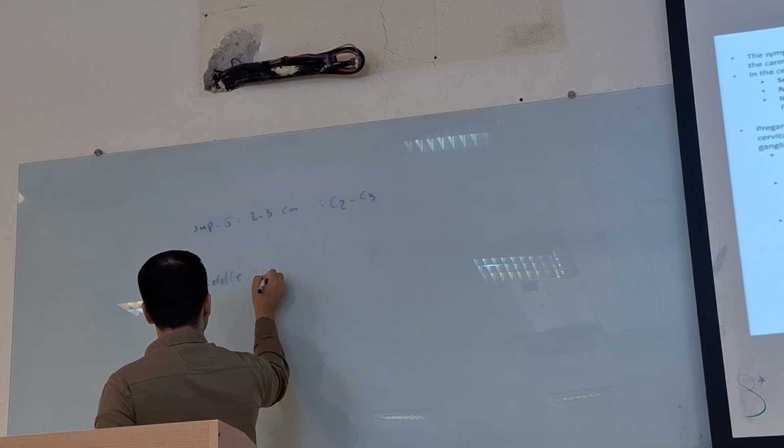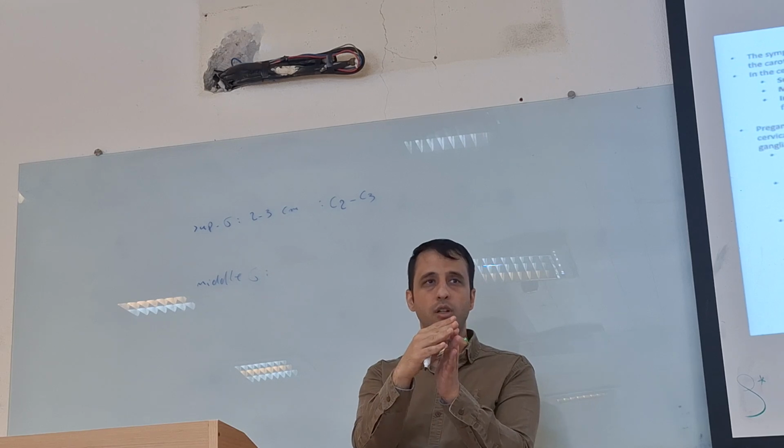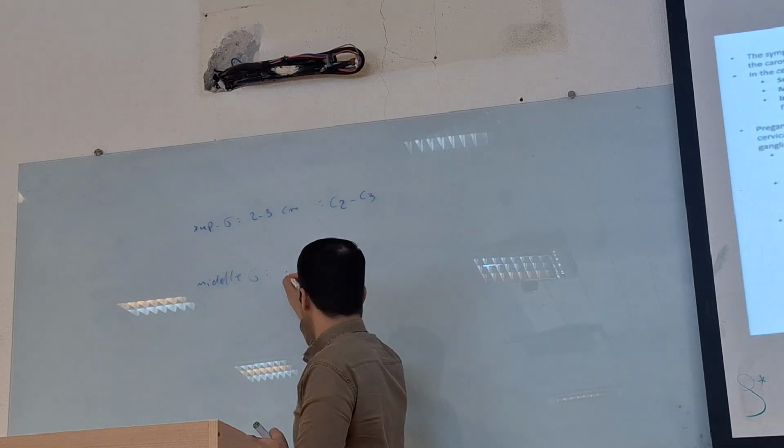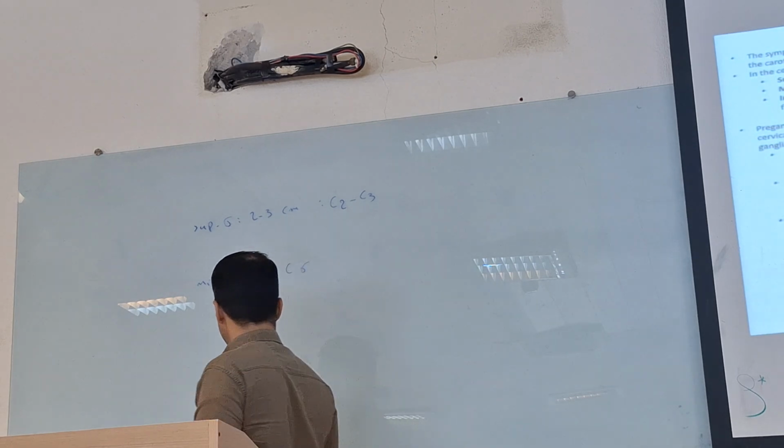Middle ganglion, it is the smallest ganglion in the cervical area. It is located at the level of C6, C5.